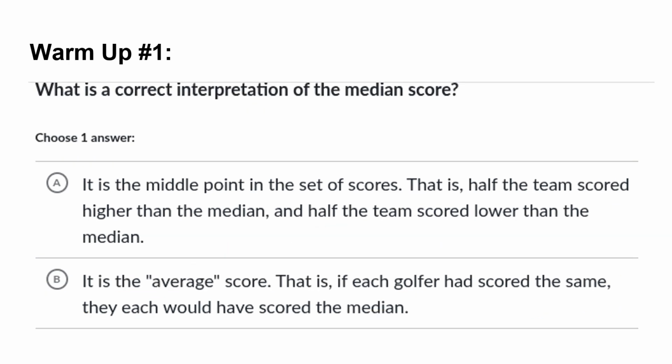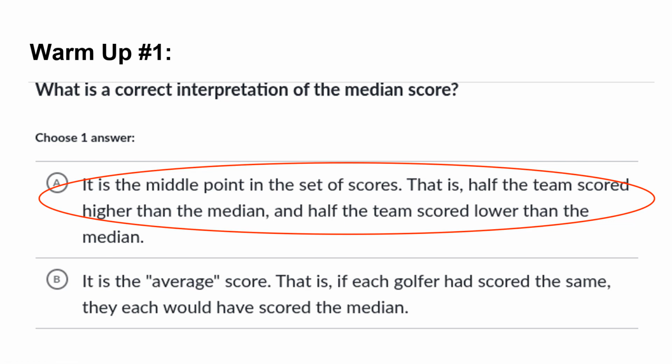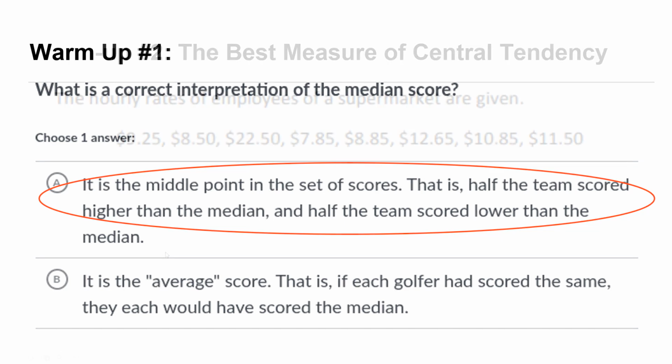What is the correct interpretation of the median score? Well, we have the same 2 definitions. We chose B for mean. Therefore, in this case, it's going to be A for median. It is the middle point in a set of scores. It might be one particular score, if we have an odd number of data points, or it will be halfway in between the 2 middle data points.